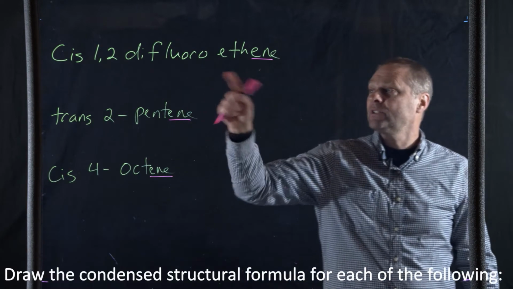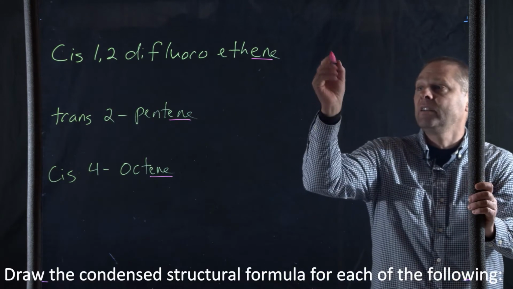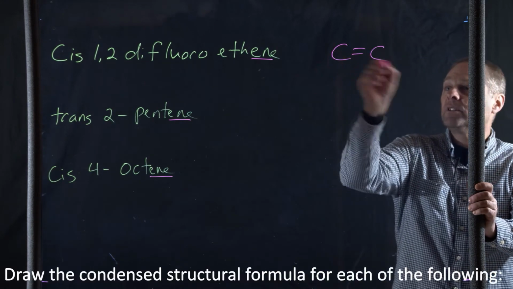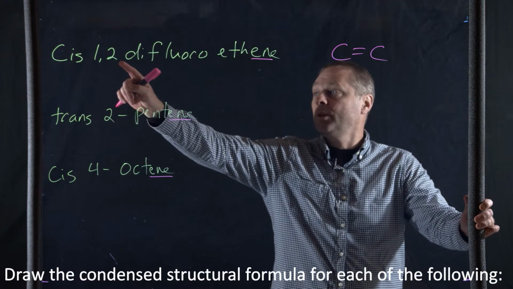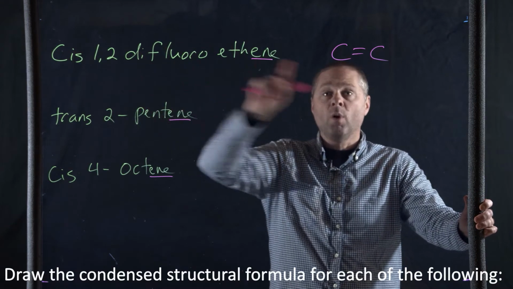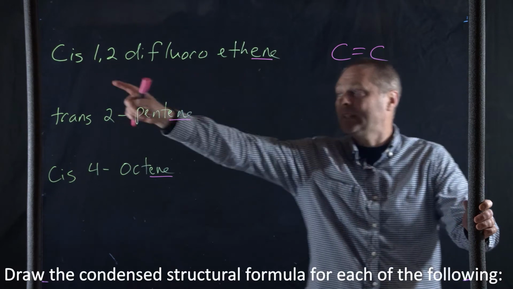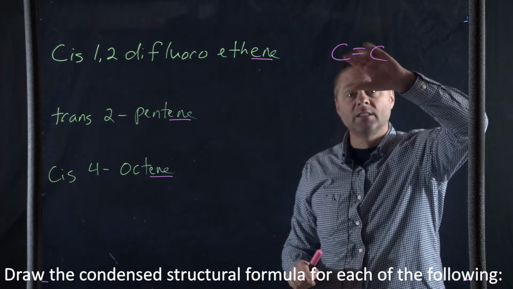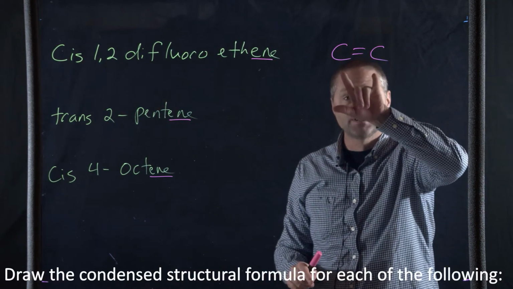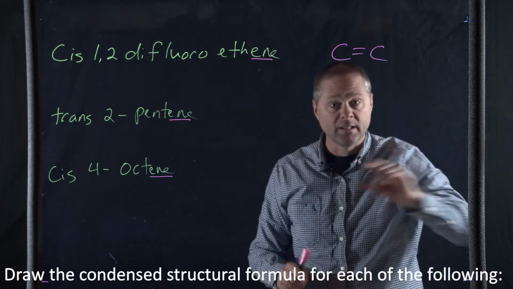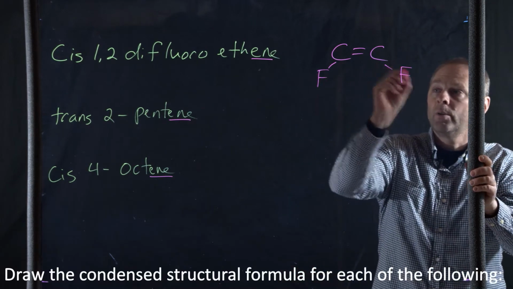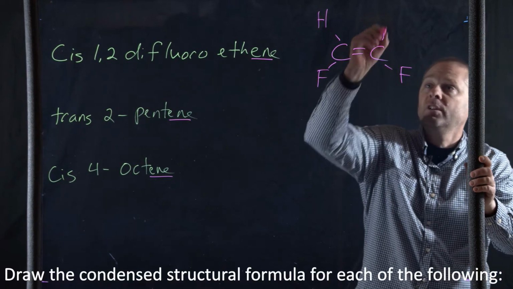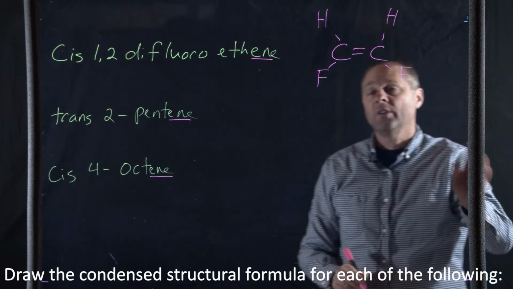All right, so for cis-1,2-difluoroethene, we have 2 carbons as such. 1,2 means that there's going to be a fluoro on carbon 1 and a fluoro on carbon 2. But the cis tells us that they're both going to be on the exact same side of the carbon bond. So there's going to be a fluoro here and a fluoro there. This would be a hydrogen. This would be a hydrogen as well there.